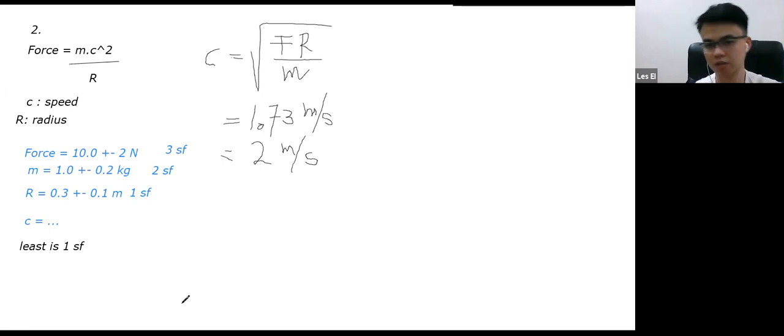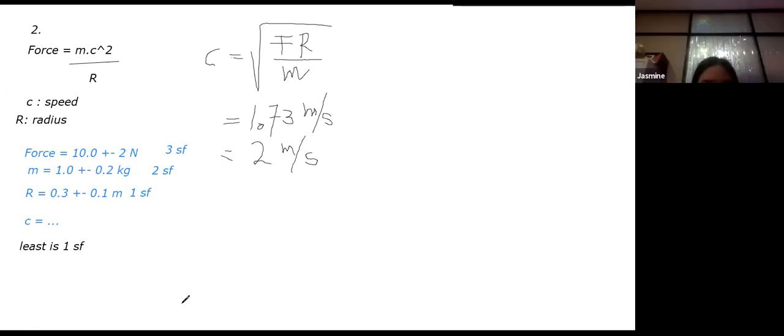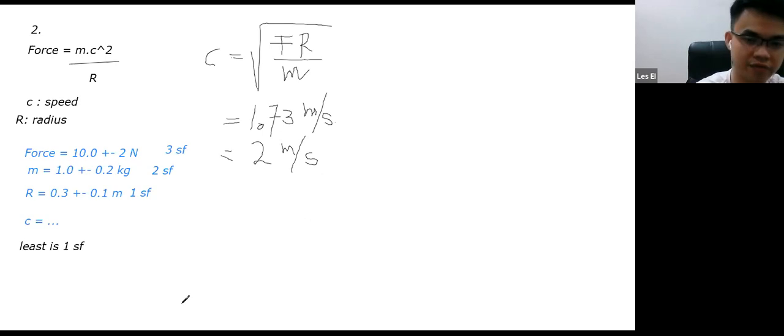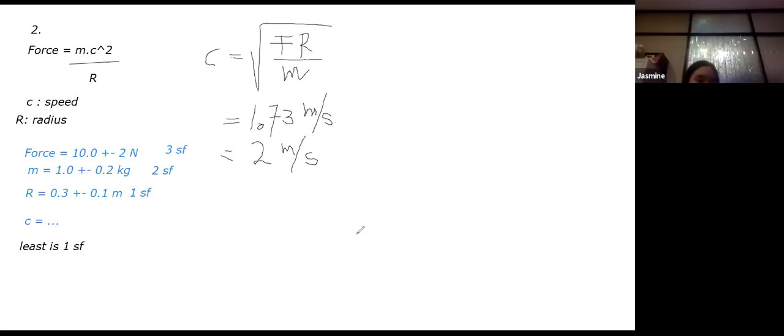Anyone want to ask questions until here? So what is it, instead of 1.7? If you write 1.7, it will be 2 significant figures. Okay, now I need mathematics.